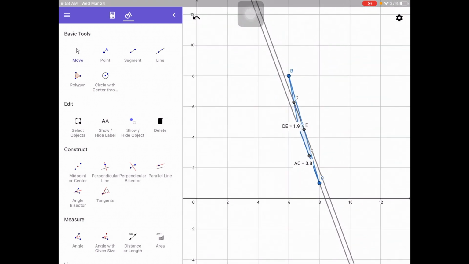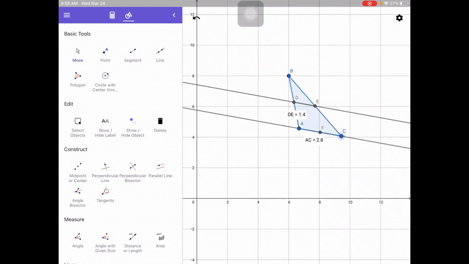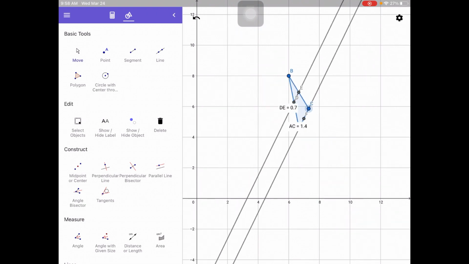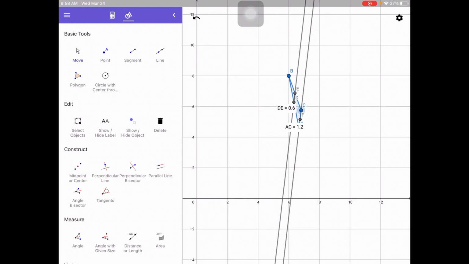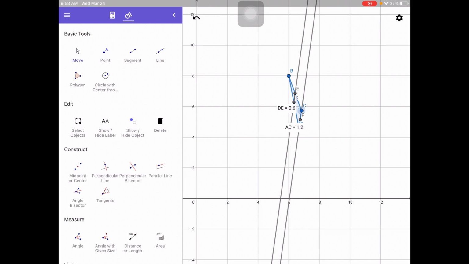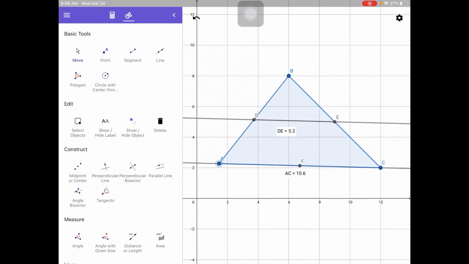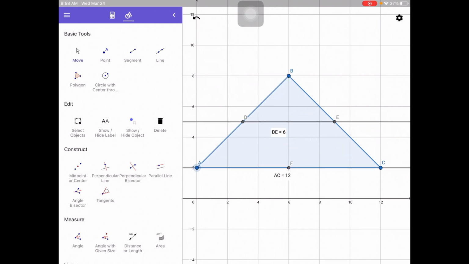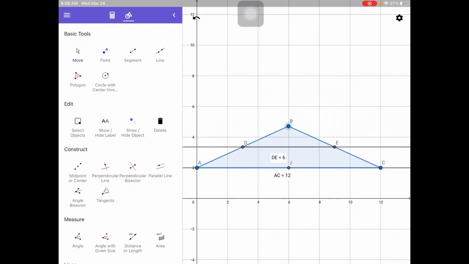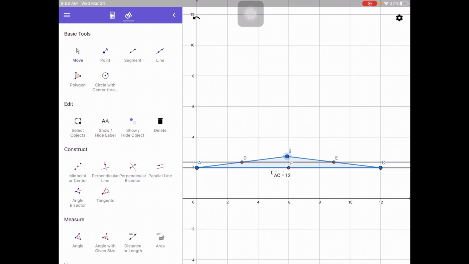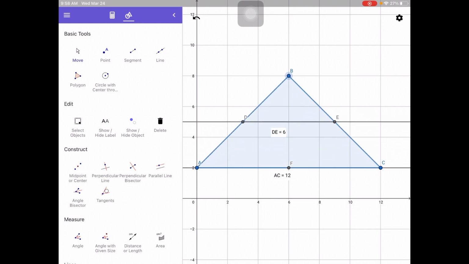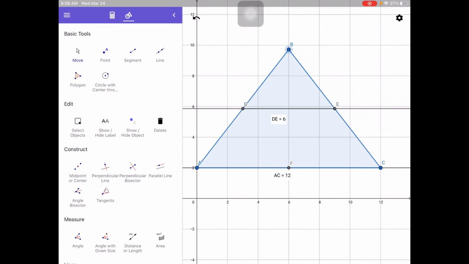Tingnan niyo po. Yan. Ganyan po magiging itsura. Kahit gano'n po siya kaliit. Yan. Sobrang liit na po ng ating triangle. Pero ganun pa din po. Kalahati pa din yung midline ng ating third side. Yan. Di ba po? Hindi po siya nagbabago. Kahit ito pong nasa taas, ibahin natin. Yan. Mapapansin nyo, hindi pa rin po nagbabago ang ating sukat. Ganun pa din po. Di ba?